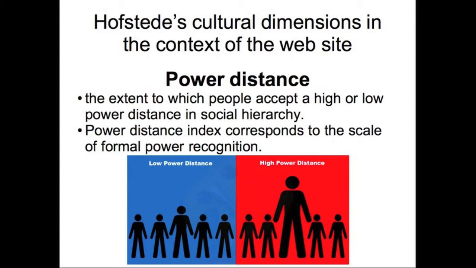We can see the effect of this dimension on the elements of a website, for example, in the structure of access to information, which can be strictly structured in cultures with high power distance or not structured in case of low power distance. The pictures of government, expert certificates, official stamps and logos can be important in case of high power distance and not so important in case of low power distance.